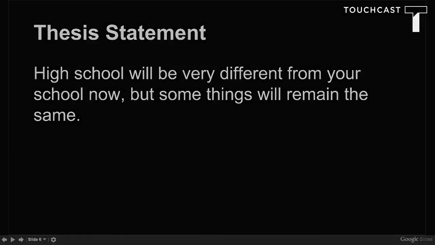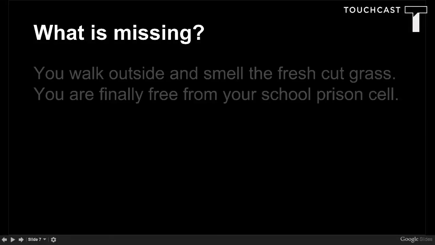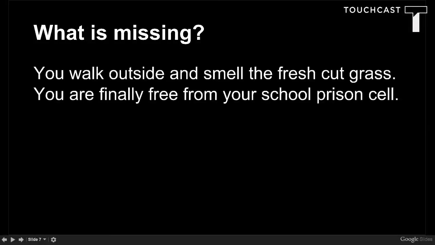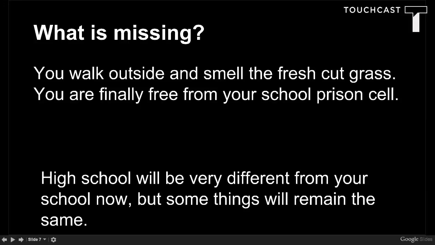So let's look at what we have so far, okay? What's missing? We have our vivid description. You walk outside and smell the fresh cut grass, and you are finally free from your school prison cell. And then we put, high school will be very different from your school now, but some things will remain the same. Well, it doesn't completely make sense when you read it that way. The transition sentences kind of go in the middle, and they give you an idea of how to tie the description to what you're going to talk about.